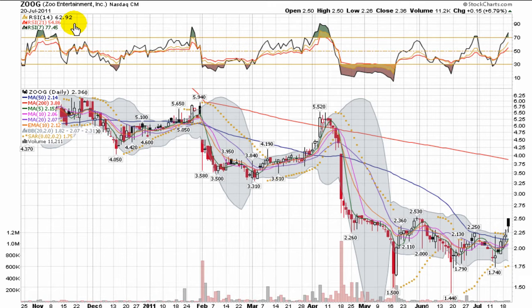This video chart presentation is Zoo Entertainment Inc. Zoo trades on the NASDAQ capital markets under the ticker ZOOG. You can see right away this is a very low volume play, only 11,000 shares traded yesterday. But this has set itself up a pretty good channel from around $1.75 right up to around 250. So we're going to throw this on the watch list. It's a nice looking bottom play, see if it's going to take out that 250 mark.